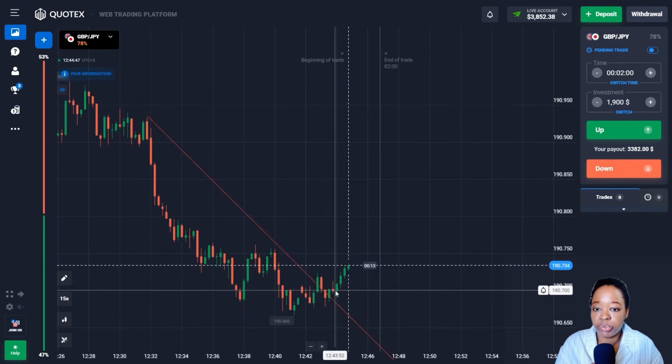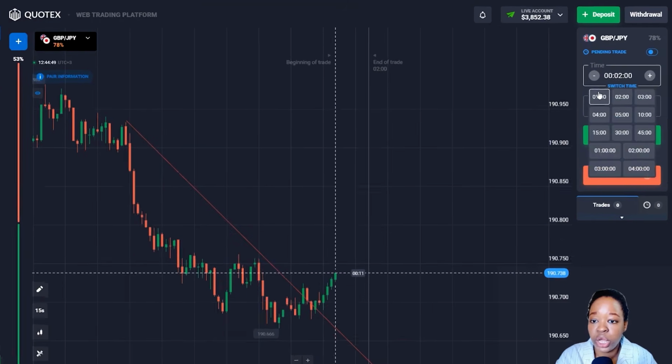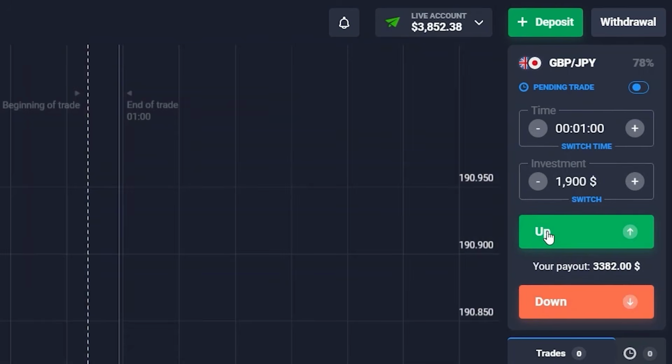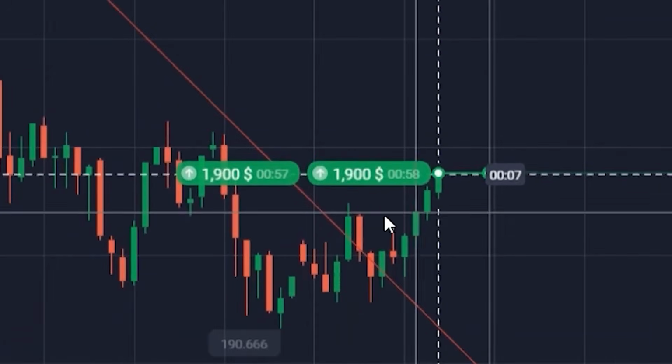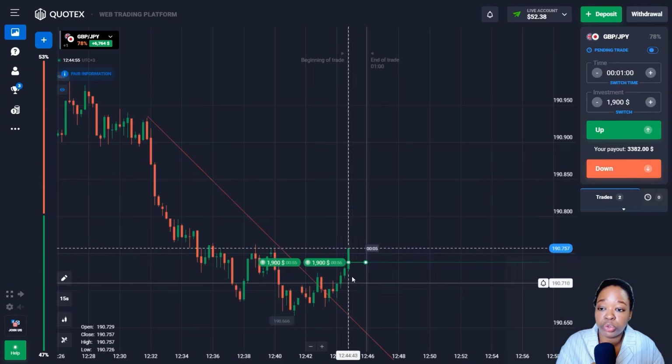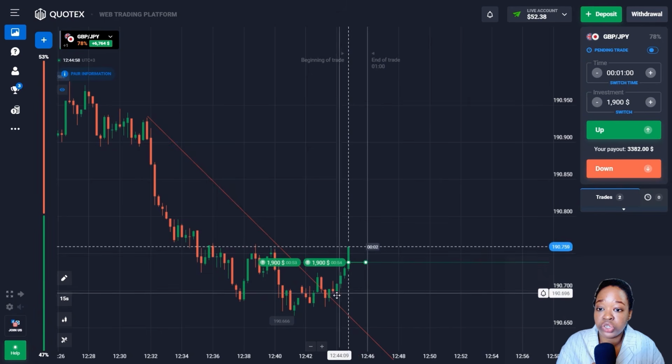So here you can see that the price is moving along the downward trend, while at the moment the price breaks through the trend line. In this situation, I'm going to open a deal for an increase since such a breakthrough indicates the price has a good potential for growth.